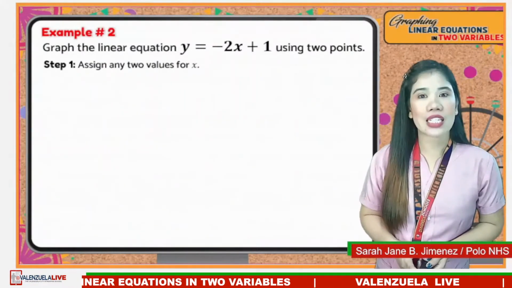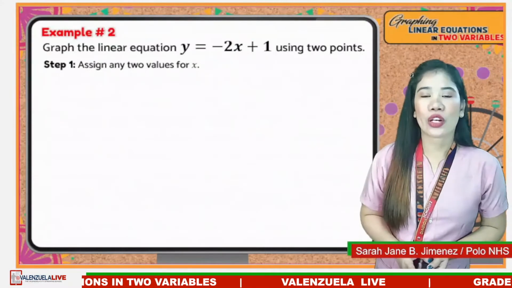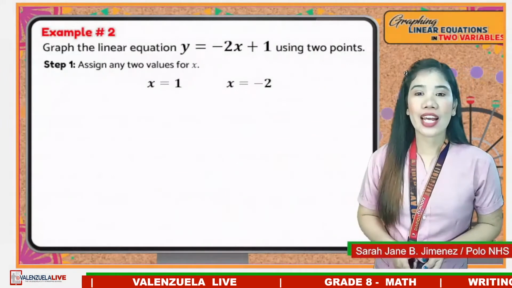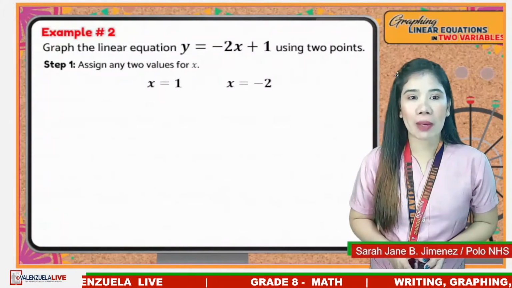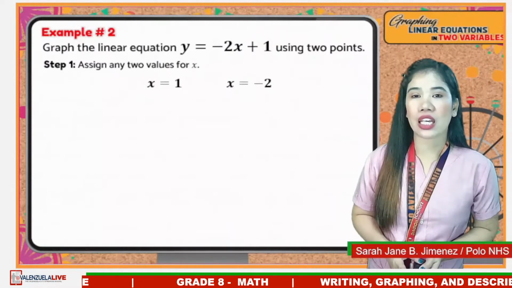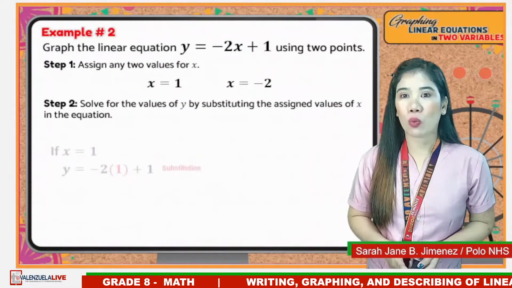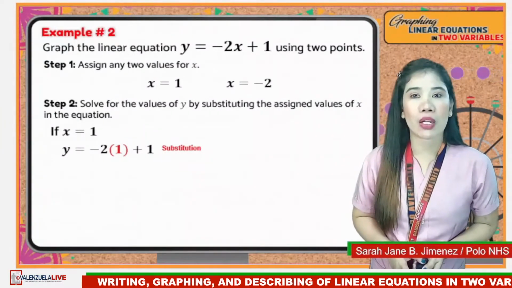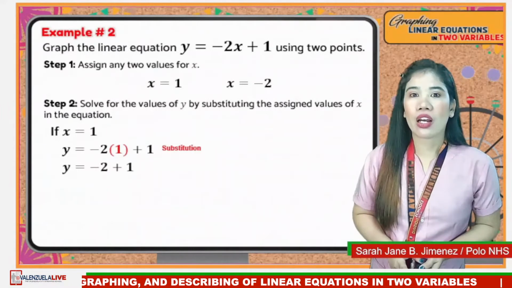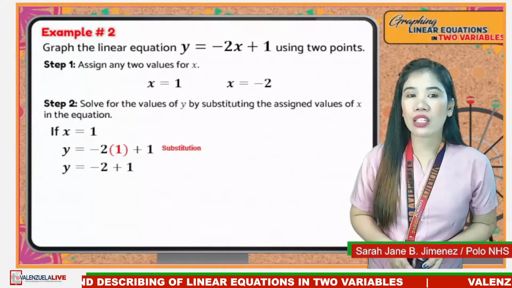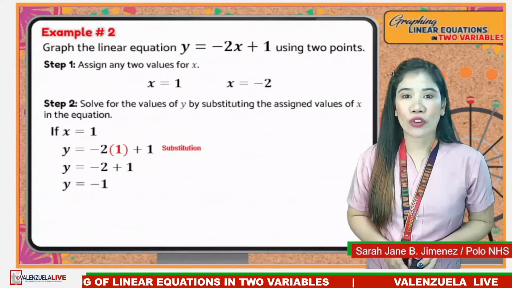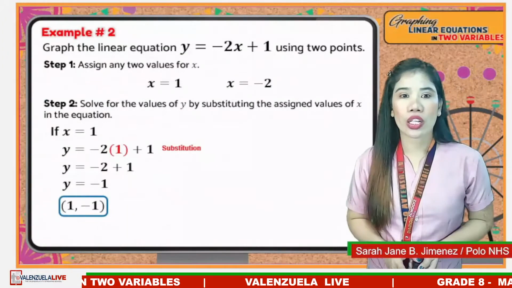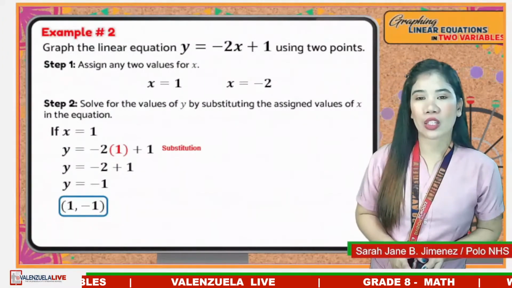For step 1, assign any two values for x. For this example, we will use 1 and negative 2. Next step is to solve for values of y by substituting the assigned values of x in the equation. If x is equal to 1, then we have y is equal to negative 2 times 1 plus 1. Simplifying, it will become y is equal to negative 2 plus 1. Simplifying it further, the value of y is negative 1. Our first point has coordinates of 1, negative 1.